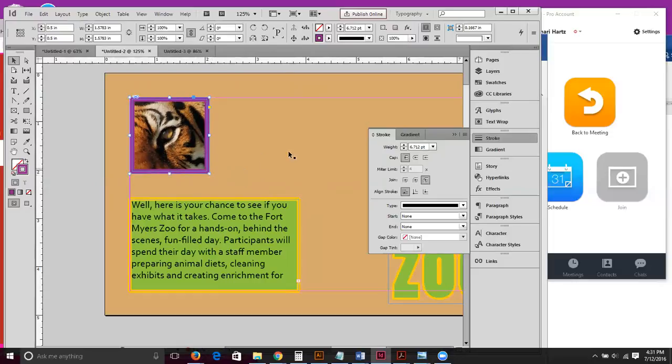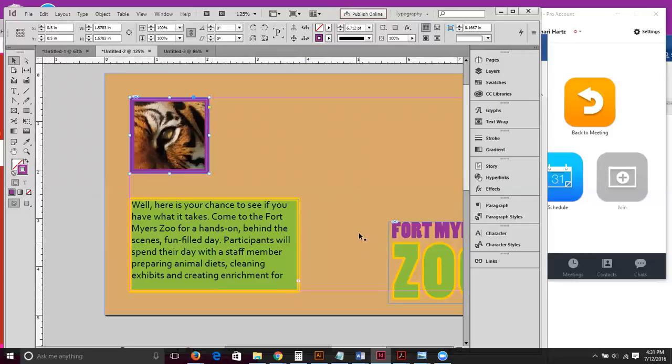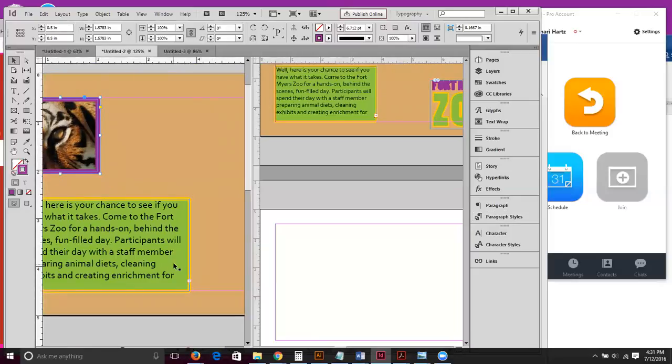I could also take one of those images and put it in the background and put text boxes over the top of it. I mean, you guys can get really creative with this. So that's just sort of placing the elements around on the page and you guys figure out what you want them to look like. Okay?